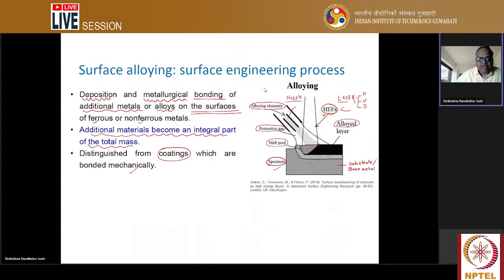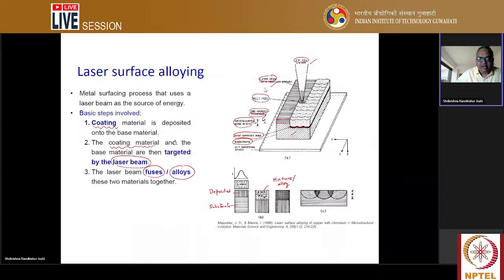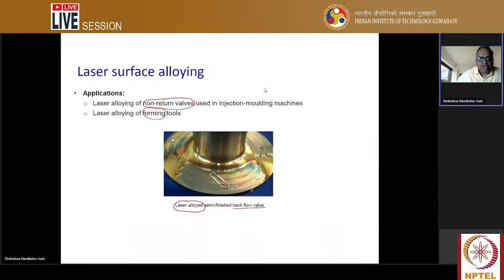And this is a very common question in industry or in research as well, in all sorts of interviews: the difference between laser surface alloying and laser cladding. So I instruct the students to understand this concept in a very careful manner. The coating, the alloying, and the cladding, all these are three different concepts, and we must understand them very carefully.